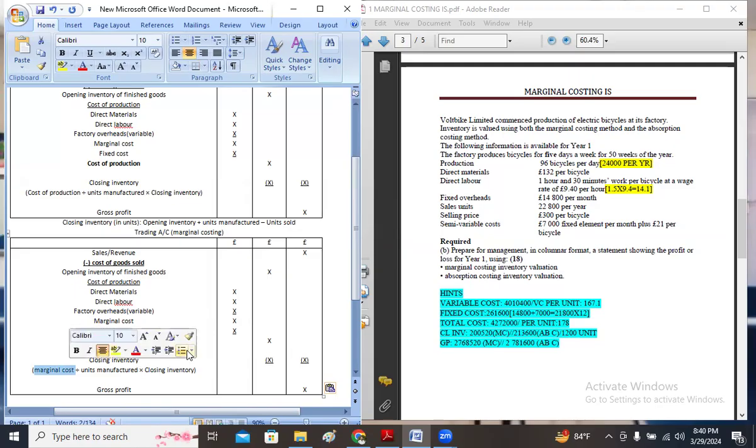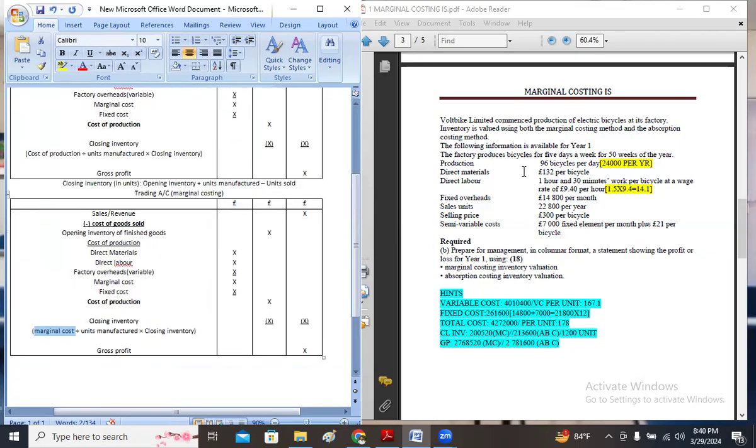So when you'll be asked to do income statement under both absorption and marginal costing, everything will be the same. Only the difference will be the value of closing inventory, because under absorption costing, it is the total cost of production that will be considered, whereas in marginal costing, it is the marginal cost, that is variable cost. Marginal cost means the variable cost, and variable cost means that which varies with the level of output, and fixed cost does not vary with the level of production.